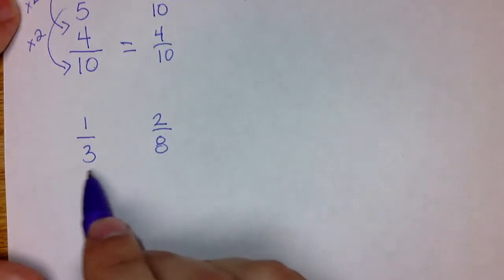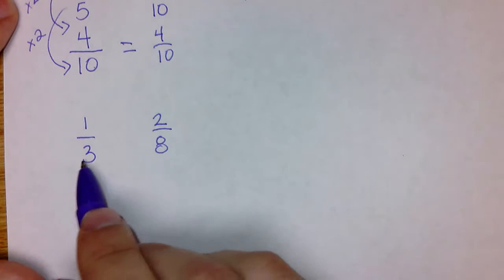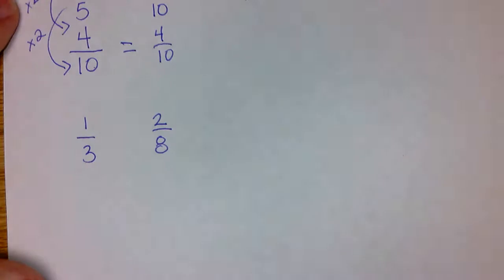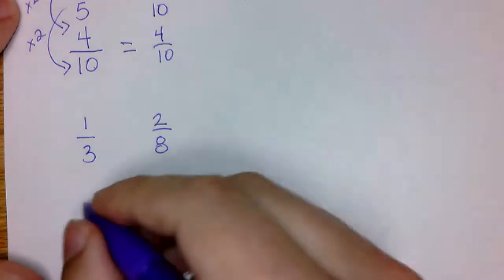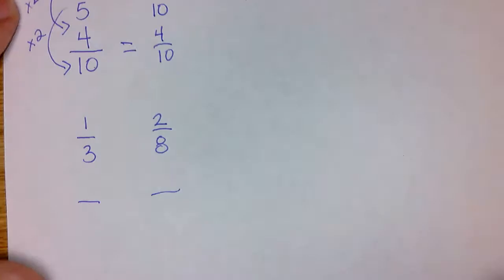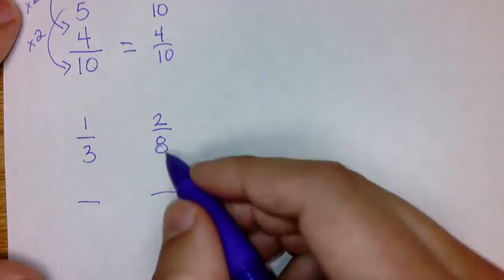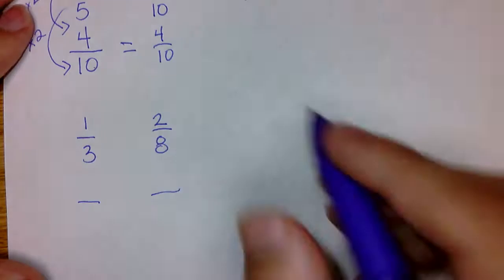Look at the one with the smaller digit, thirds. Can I change 3 into 8? Is there anything I can multiply 3 by to get 8? Any whole number? No. So I need to figure out what I can change both of these denominators to so they are equivalent. Well, we could do this by finding our multiples, and we can look to see what they have in common. So let's find the first 5 multiples of 3 and the first 5 multiples of 8.